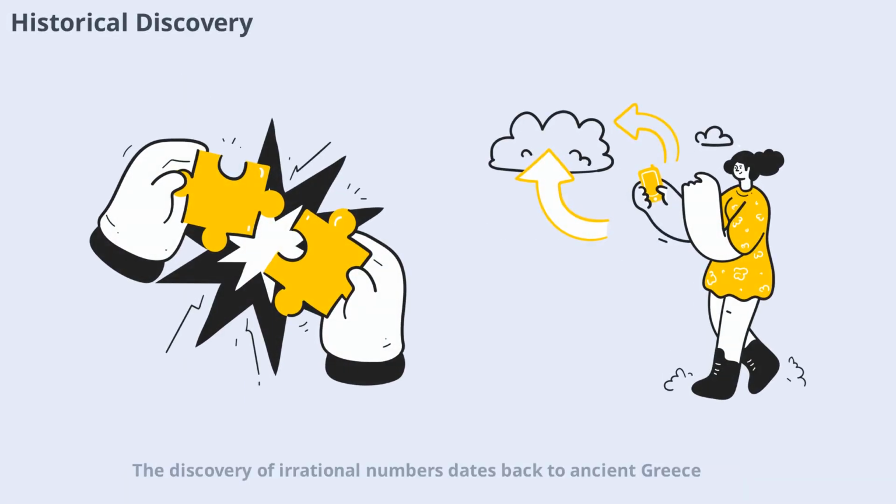The discovery of irrational numbers dates back to ancient Greece. Mathematicians were surprised to find numbers that couldn't be written as fractions, like the square root of 2. This discovery changed the way people thought about numbers and mathematics forever.